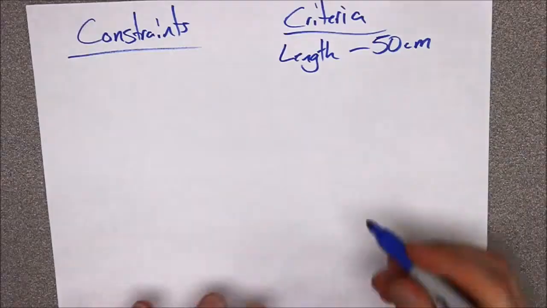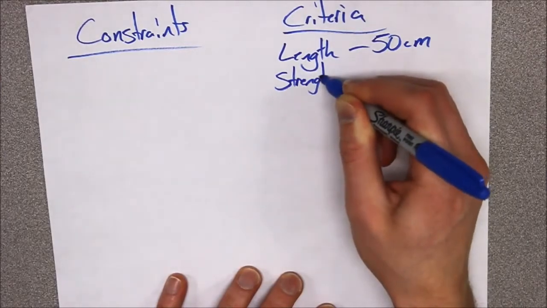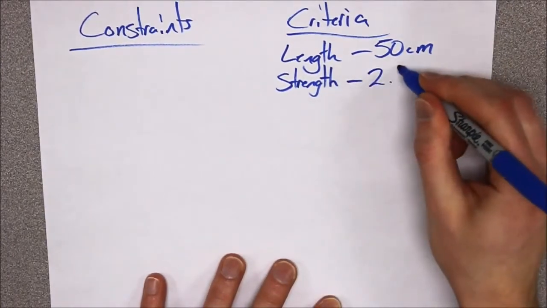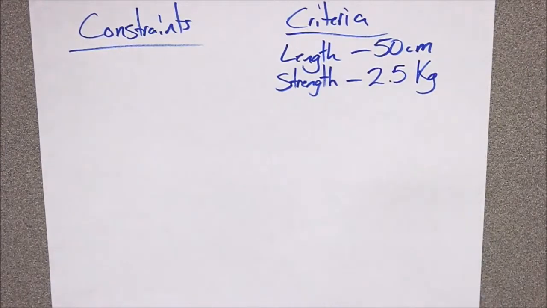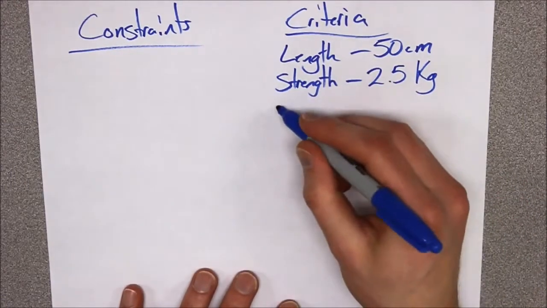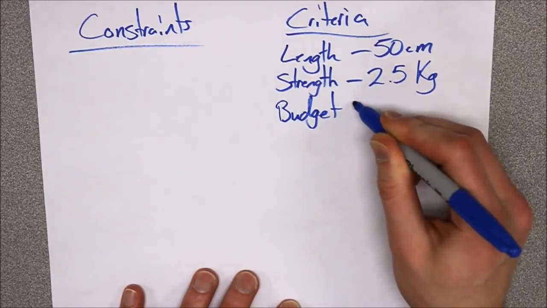The next thing is strength. For this particular group with the 50 centimeter bridge, it was to hold 2.5 kilograms. That's the weight that it had to hold in order for it to pass or meet that criteria. So length, strength, and the last one was to be under budget.